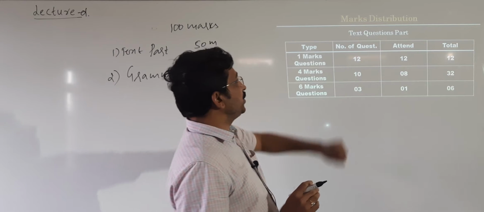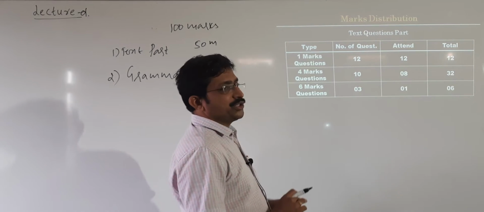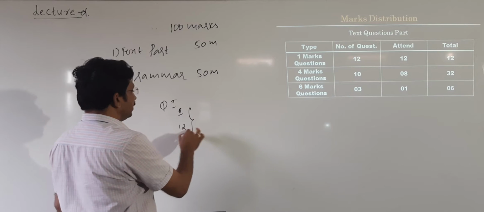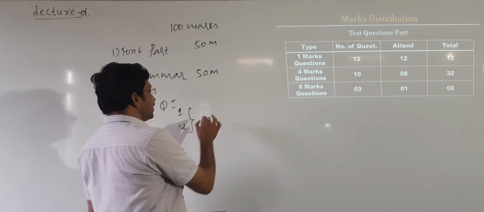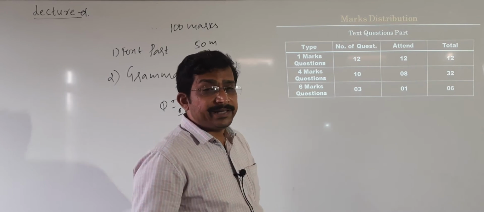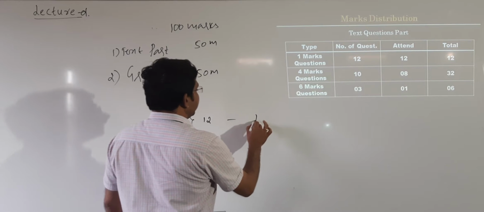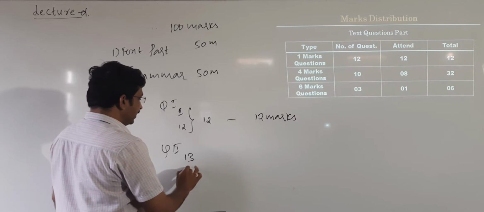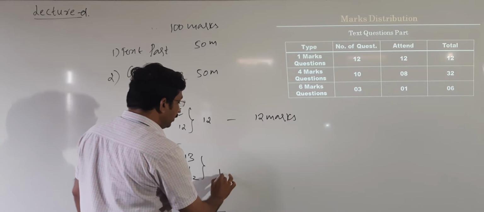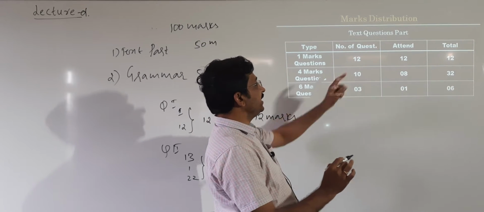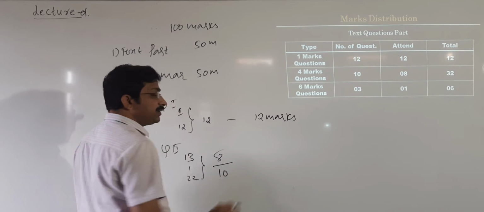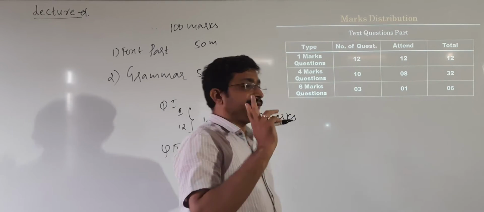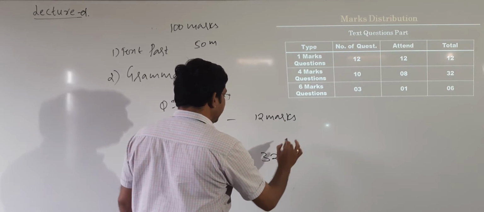And see here, marks distribution, text questions part. Type 1 mark questions, main question 1: 1 mark questions from 1 to 12. There are 12 questions we have to answer in a word, a phrase or a sentence, so it is total 12 marks. And main question second, from 13 to 22, there will be 10 questions. Out of these 10 questions we have to attend 8 questions, with the condition at least 2 questions from poetry, and the total marks will be 32.